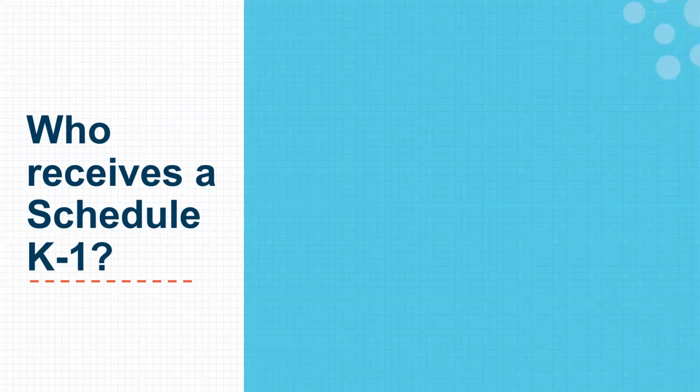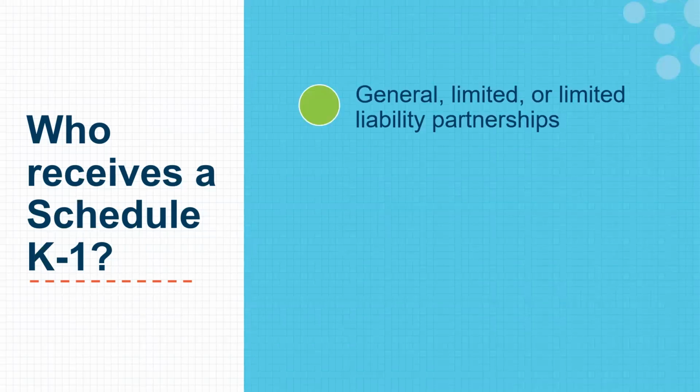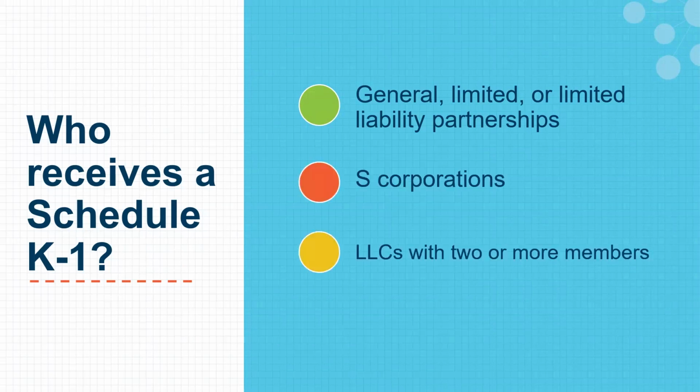K-1s can be received by business owners with an interest in a general, limited, or limited liability partnership, an S corporation, an LLC with 2 or more members, or an estate or trust.